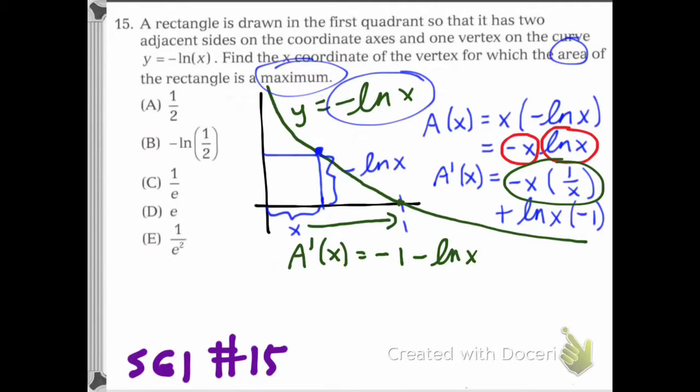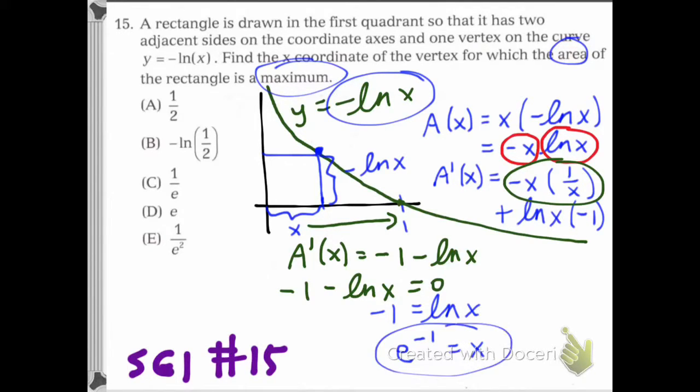So let's go ahead and solve this equation. Negative 1 minus ln x equals 0, because that's where we're going to find our possible critical points. If we add ln x to both sides, we get ln x is equal to negative 1. In order to solve this equation, you would convert to exponential form, and you'd see that e to the negative 1 is equal to x. That's the only critical point, the only value of x that would make A prime equal to 0.